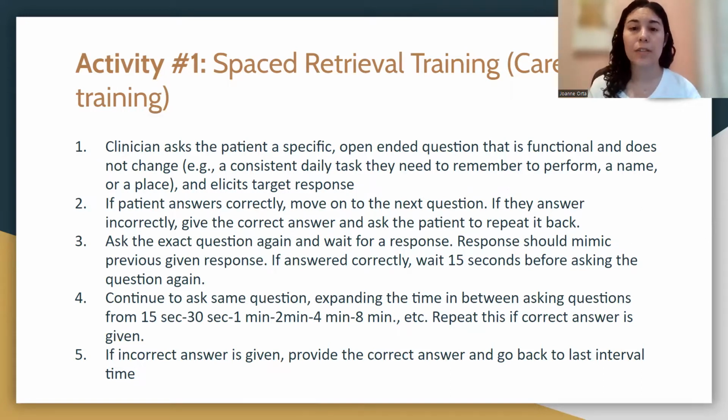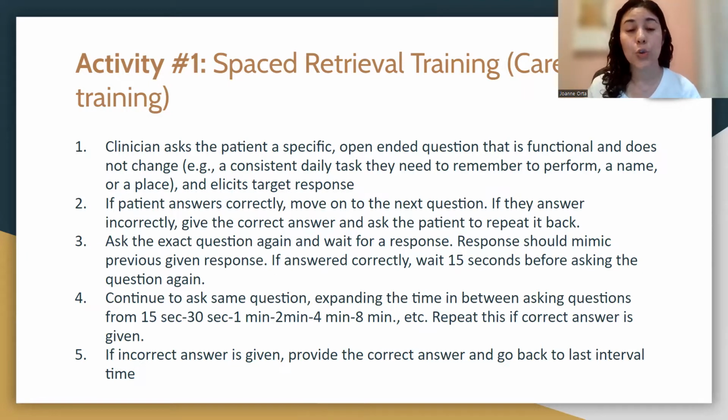The first step of this particular strategy is that the clinician or caregiver can ask the patient a specific open-ended question that is functional and does not change. So the answer should always be consistent because that would be the target response. We're trying to elicit a specific response from the patient. And all these questions should be, like I mentioned, open-ended, so not leading to a yes or no response.